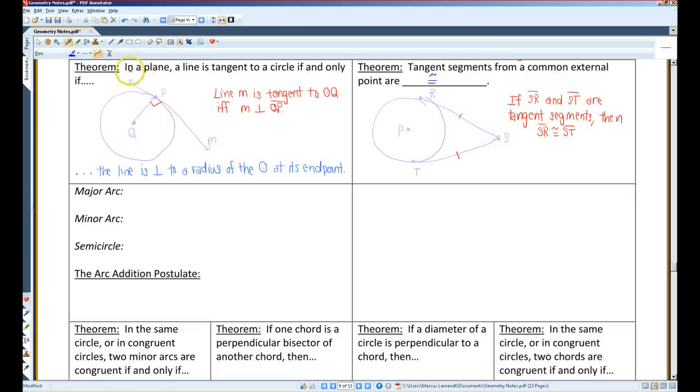Alright. In a plane, a line is tangent to a circle if and only if the line is perpendicular to a radius of the circle at its endpoint. So in this diagram, line M is tangent to circle Q if and only if line M is perpendicular to QP, as shown here. Also, tangent segments from a common external point are congruent. So, in this case, if segments SR and ST are tangent segments, then this has to be congruent to this.